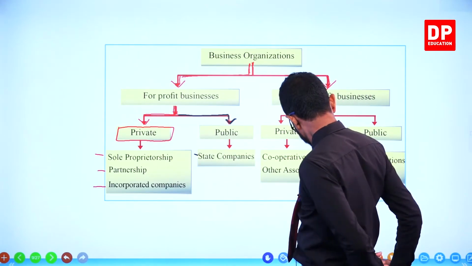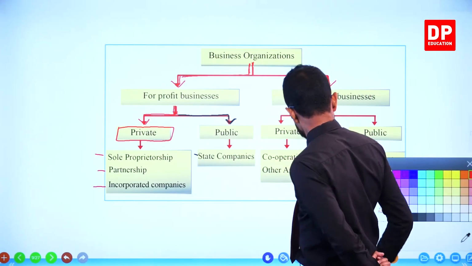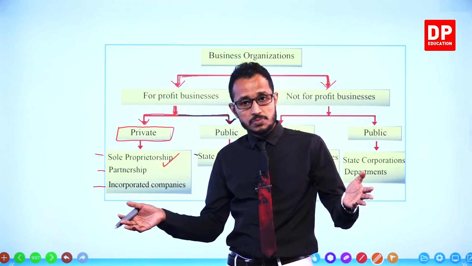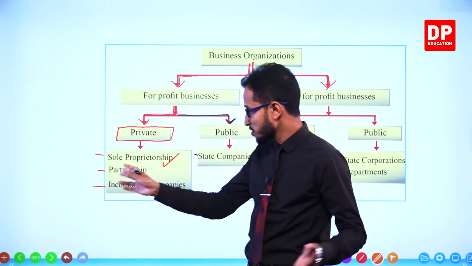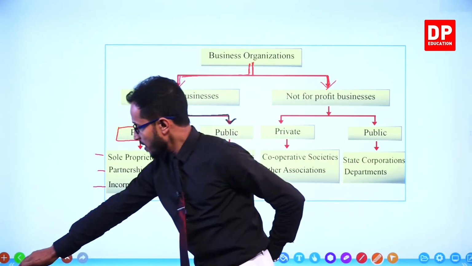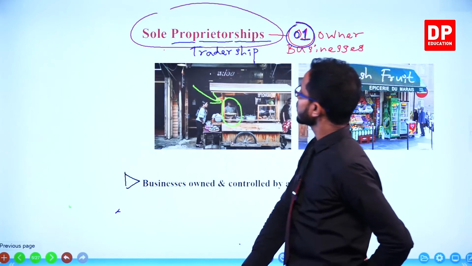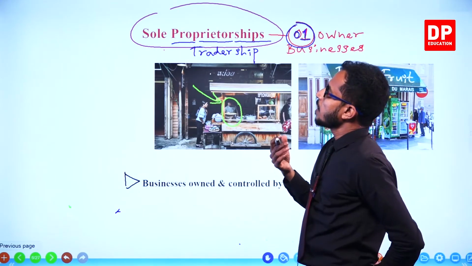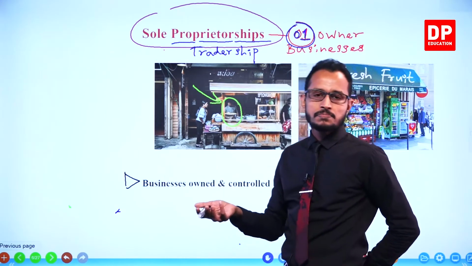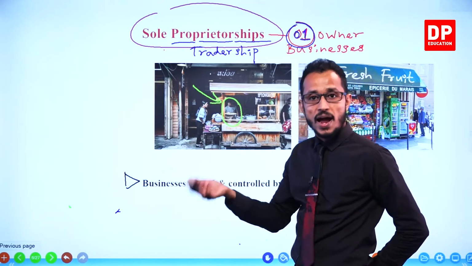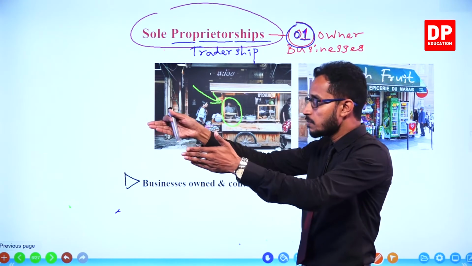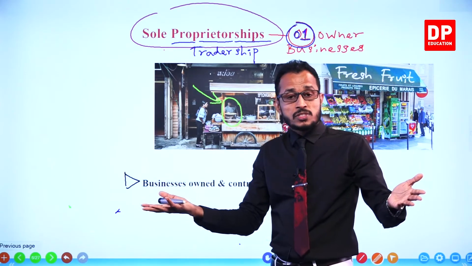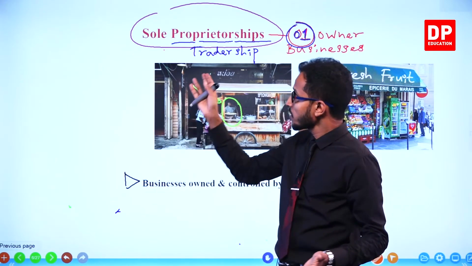Private sector, we'll take these ones. First, we get sole proprietorships. You know what sole proprietorships are. We just discussed these organizations. Here you go, sole proprietorships. Each and every sole proprietor business is targeting profits. It's not something that you should be surprised about.